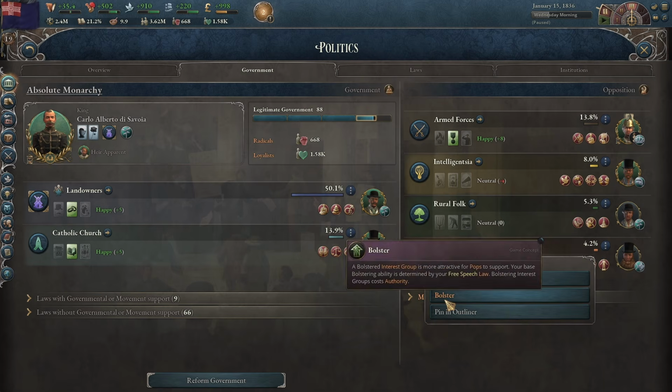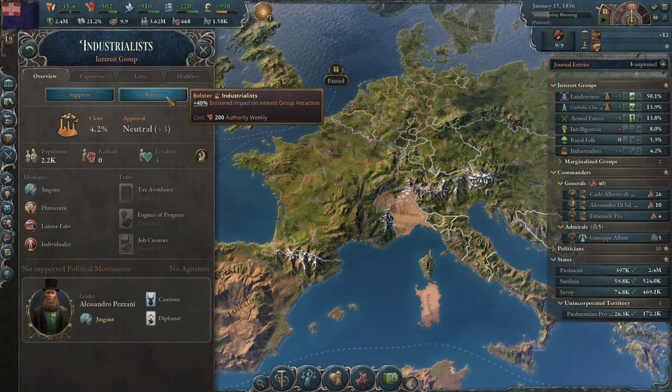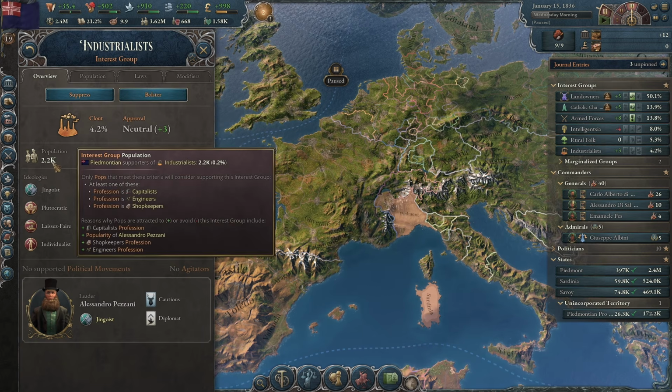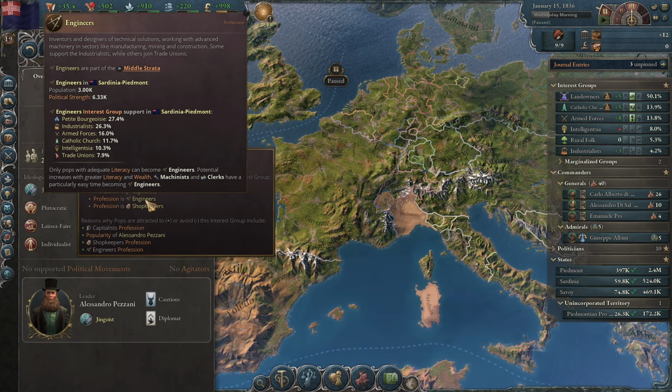So if we were to bolster the industrialists here, the industrialists specifically actually can only have pops of a couple of different professions: capitalists, engineers, and shopkeepers. By bolstering them, we would increase the number of capitalists, engineers, and shopkeepers that are attracted to the industrialists. But you can see here that 63% of the capitalists are associated with the industrialists already.